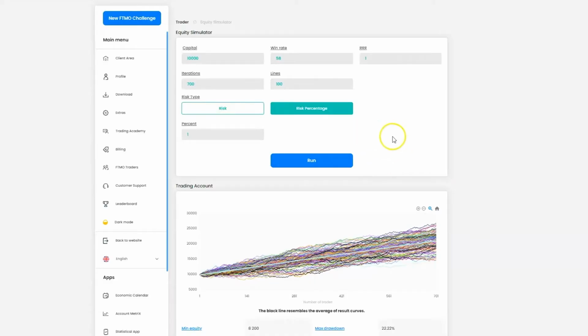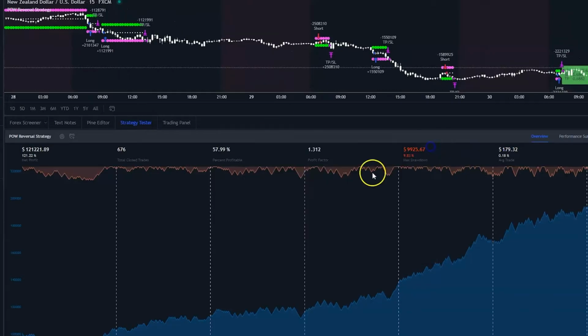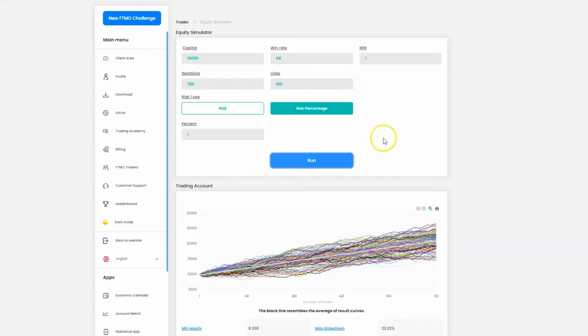Now on the FTMO website there is an equity simulator, and what that enables us to do is take that data, which I've just basically grabbed from NZD USD on our power reversal strategy. I've plugged in the win rate, I've plugged in the trade volume. We've got 121% net gain. But when we look on here, we can see that there could have been such a wide spectrum of how those trades could have played out.